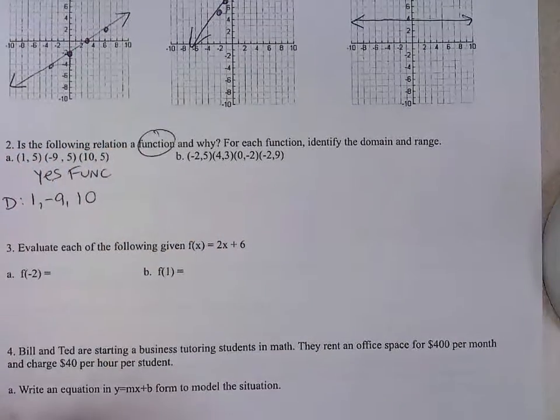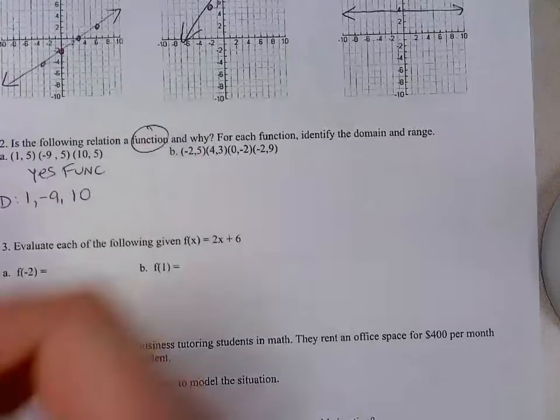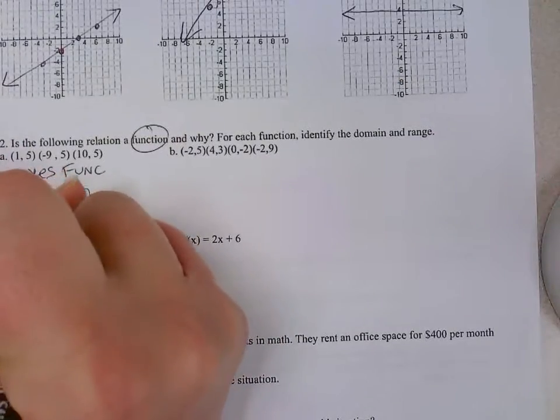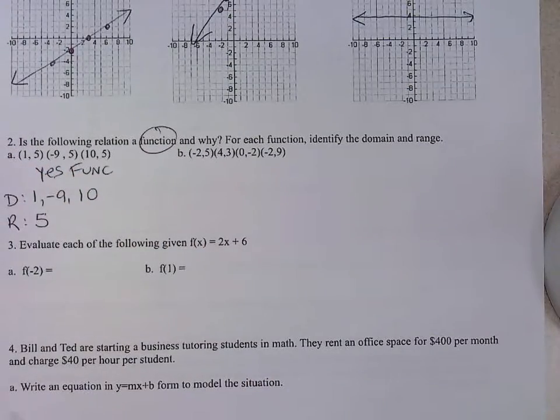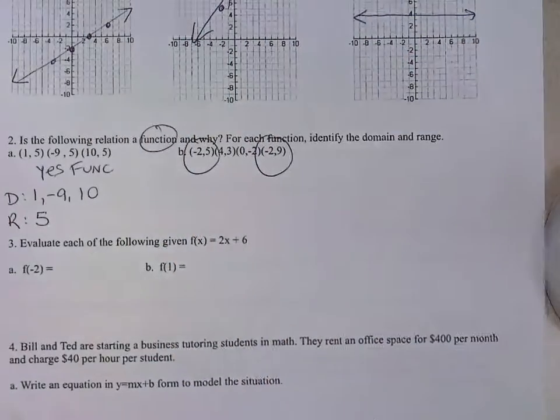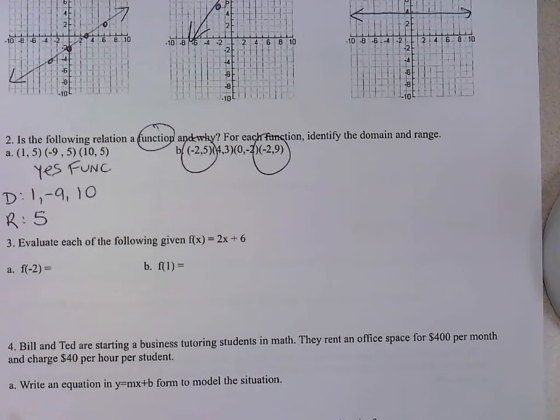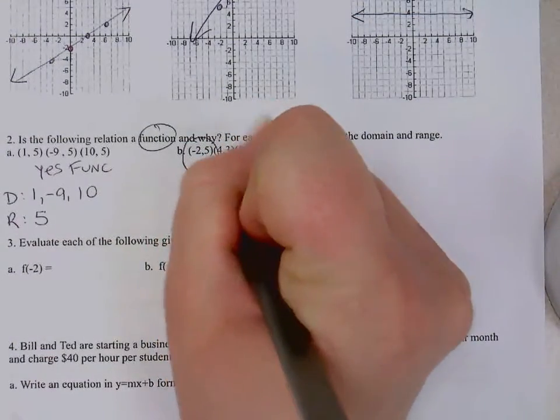So the domain is 1, -9, and 10. The range is just the given y value, so it would be just 5. On part B, this is not a function because -2 doesn't know where to go. Should it go to art class or should it go to gym class? So this one is not a function.